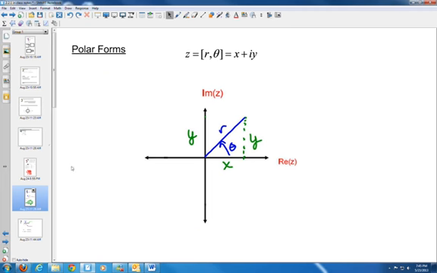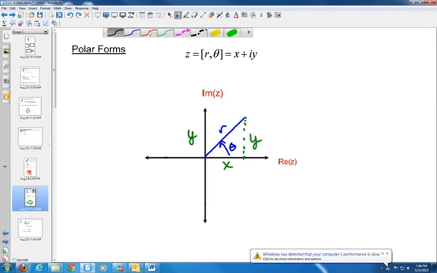Lastly, I'll talk a little bit about polar forms, which will be crucial, especially when we talk about powers and multiplication of complex numbers. Polar form is given by brackets r comma theta, and this is just another way to represent a complex number x plus iy. So here I've drawn a picture. Suppose you have a complex number x plus iy. So say this here is your complex number.